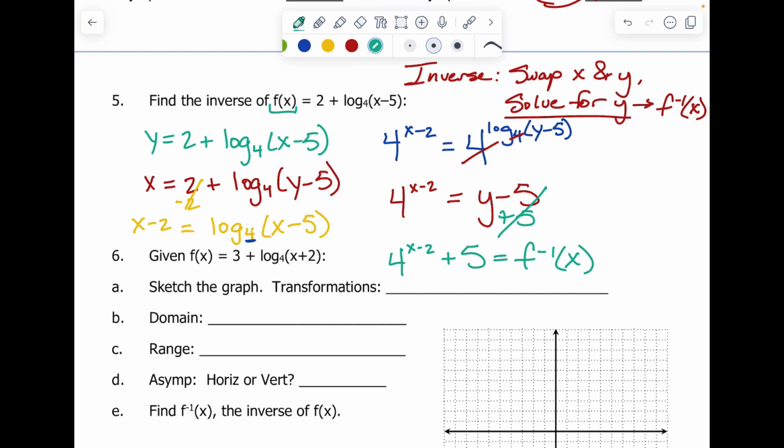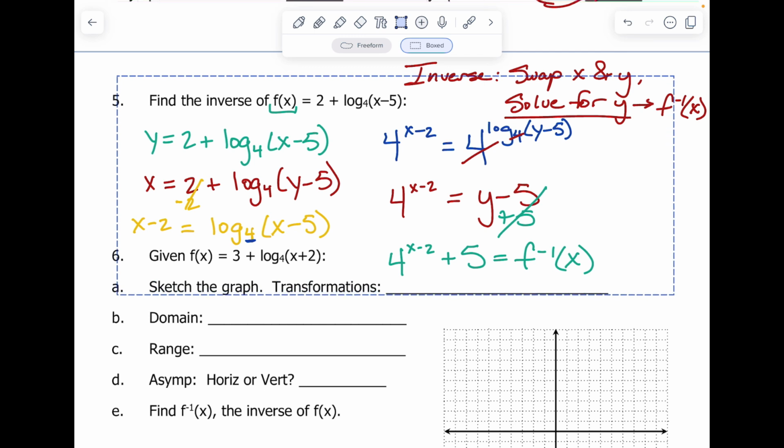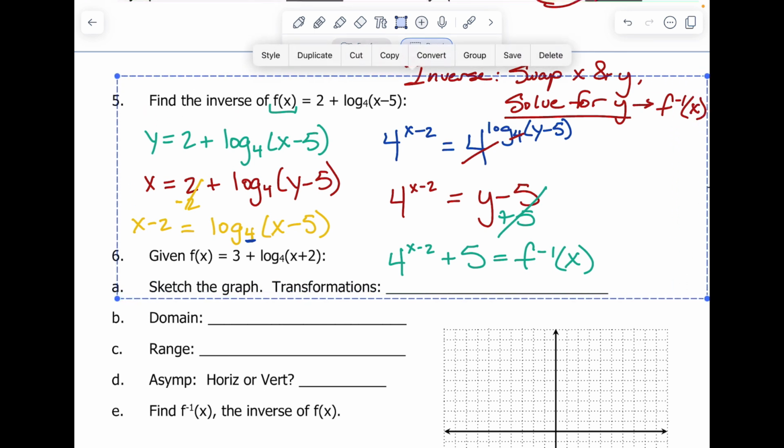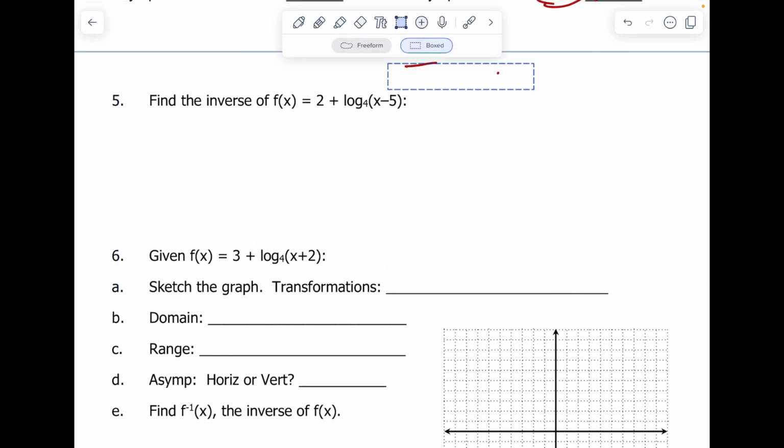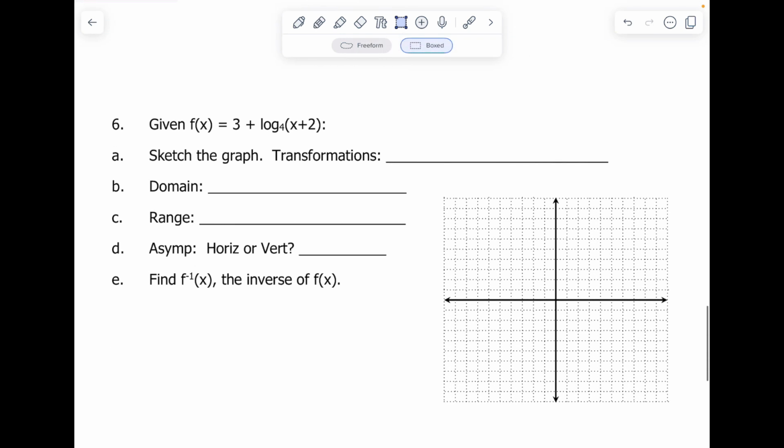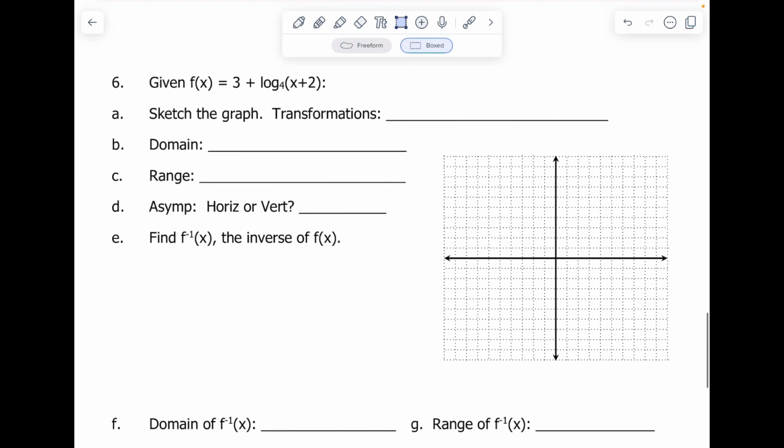And I have written so large, and I have cut into my space for problem 6 that I'm going to clear this and move on. Now, this is a big problem. This is one that asks for everything, so we've got to do everything.